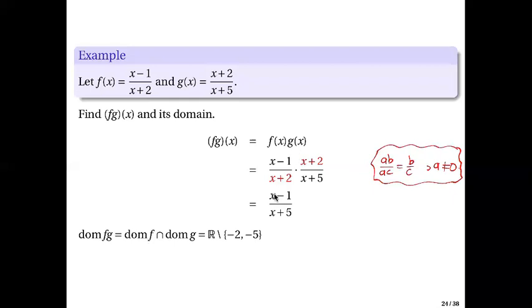So, do not be deceived by the simplified version of your functions. For example, this, your function fg. The simplified version only has the denominator x plus 5. But take note, the domain of the function fg is derived using the domain of f and the domain of g.